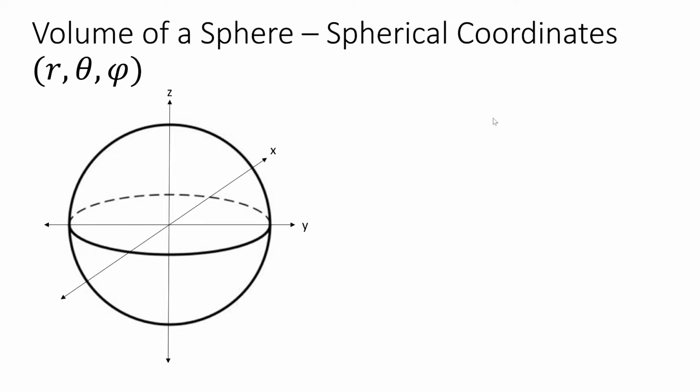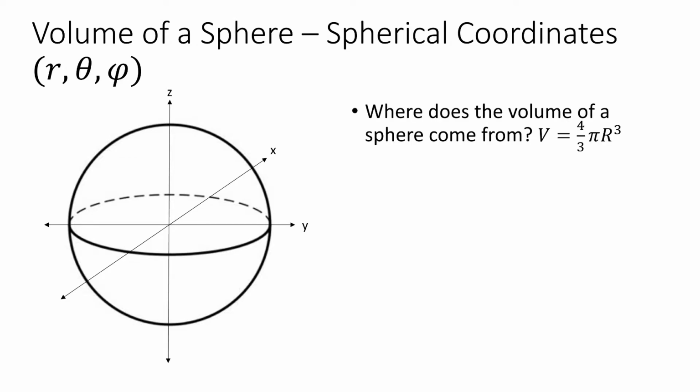This is the last video in my series on different coordinate systems. If you haven't seen the previous two, here's a link up to the playlist where you can watch the other two, where I start with polar coordinates, then move to cylindrical coordinates, and lastly here's the one for spherical coordinates. So where does the volume of a sphere come from?